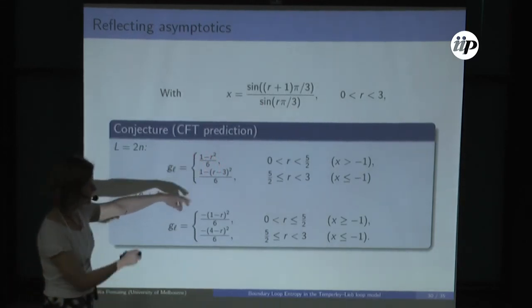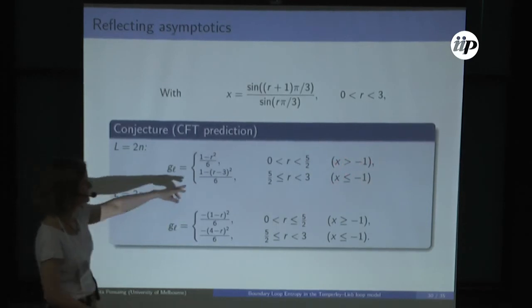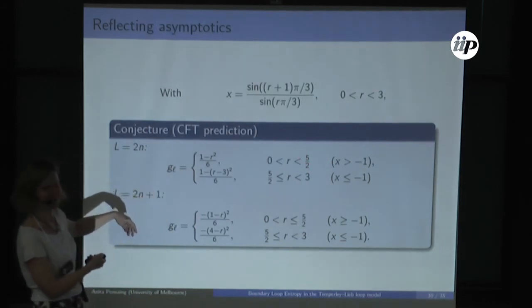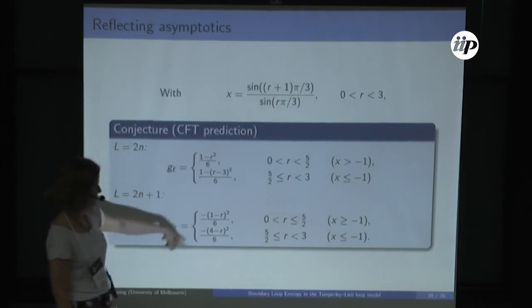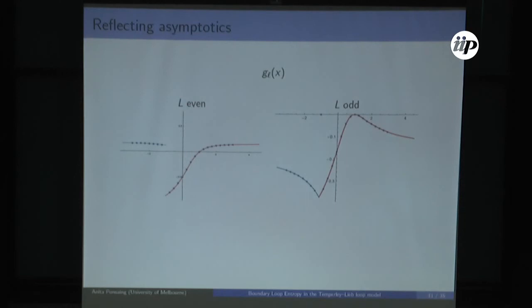And again, there's a difference between x bigger than -1 and x less than -1. So that corresponds to splitting this parameterization at 5 on 2. So to the right, it should be this. To the left, it should be that. And for the odd case, it's something. And the data matches it. So for the even case, we have the two functions not matching up at -1.